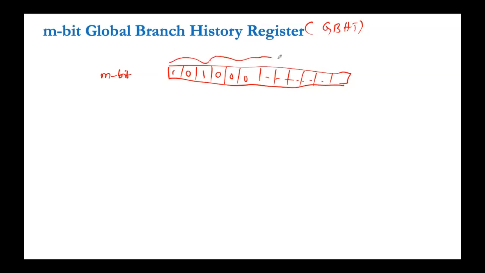The size of this is M bits. In this M-bit register, it starts with the 0th bit and ends with the (M minus 1)th bit. Every bit position has only a 1-bit entry. If the branch is taken, the entry will be 1. If the branch is not taken, the entry will be 0.